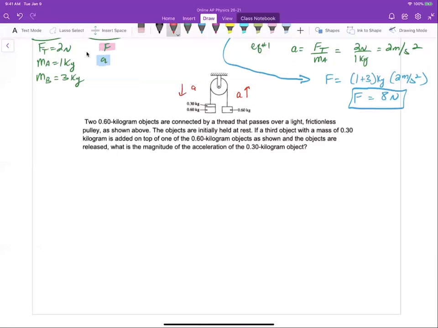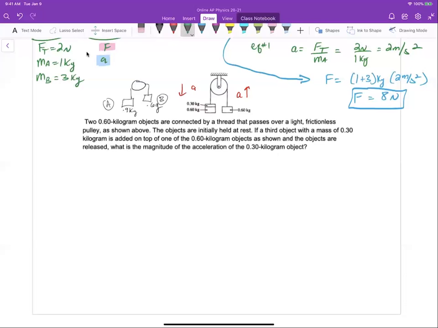Now, how about we redraw this pulley system and we just have one mass here that is 0.9 kilograms. And we have another mass that is 0.6 kilograms. And let's call this object A and object B. Okay, so I have 0.9 on the left and 0.6 on the right. I think we can solve it if we want to know that.